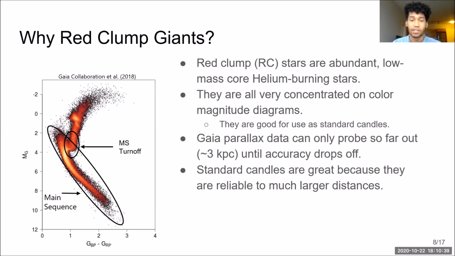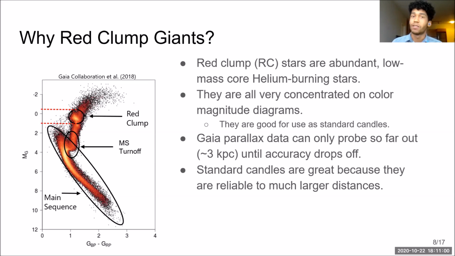Finally, the clump of stars above the turnoff point is referred to as the red clump. And due to the fact that the red clump lies in a small range of absolute magnitudes, it serves as a good standard candle out to large distances, even beyond Gaia parallax measurements, which are reliable only up to about 3 kiloparsecs from the sun.